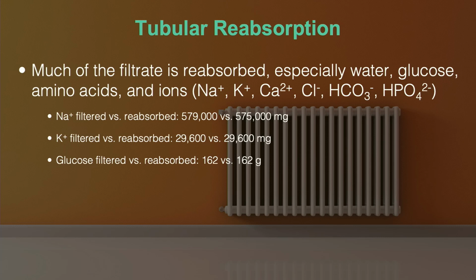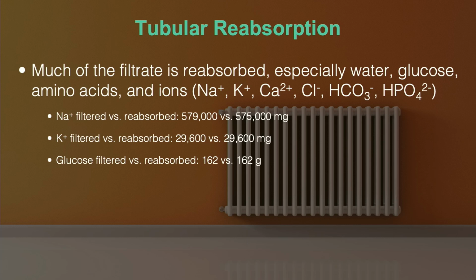And good thing, too, because here are some examples of amounts of solute that pass out of the glomerulus into the tubule. Water is reabsorbed, most of the glucose, almost all of the glucose is reabsorbed. Sodium, potassium, calcium, a whole host of other things too. And these numbers, sodium filtered out: 579,000 milligrams filtered out of the blood at the glomerulus. Most of it's reabsorbed, some is excreted in the urine.